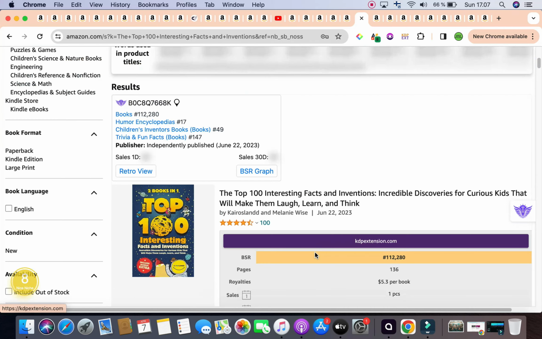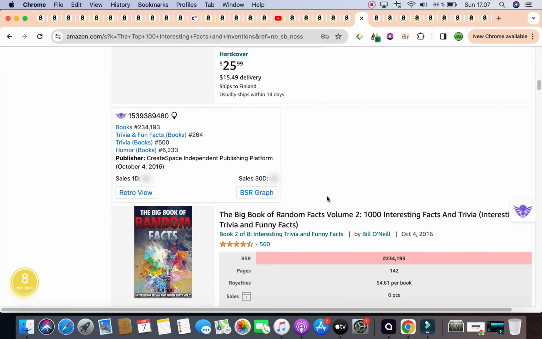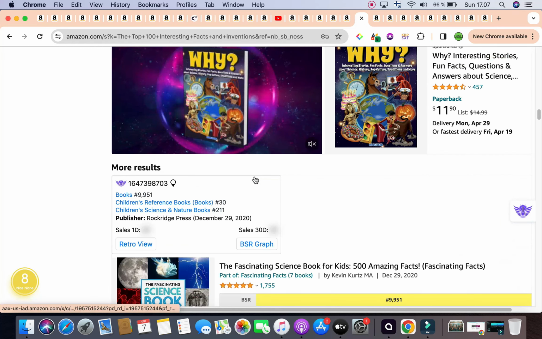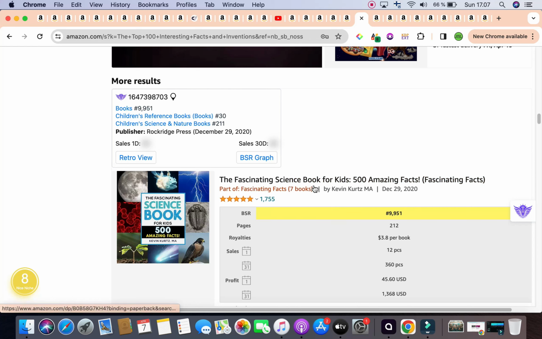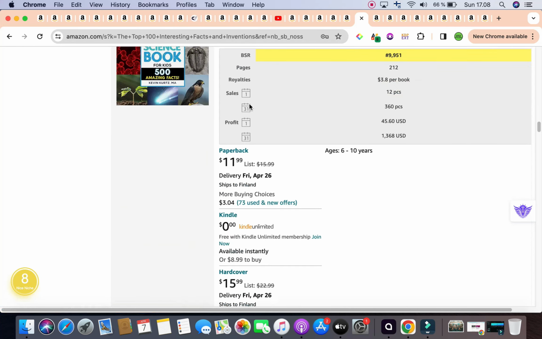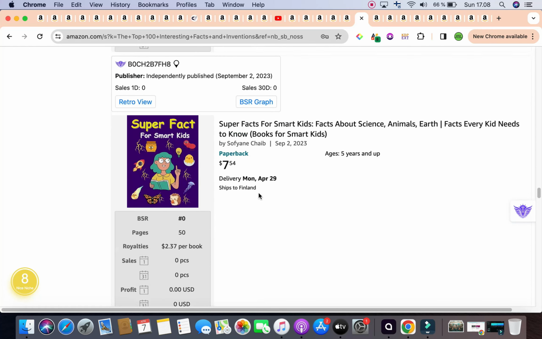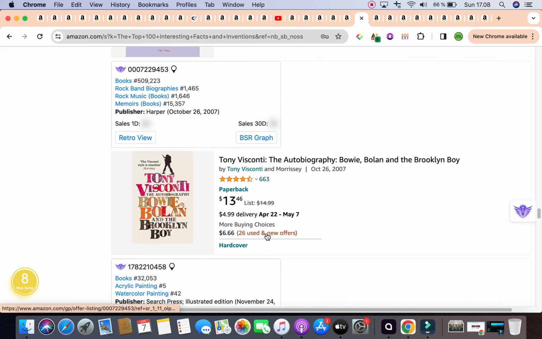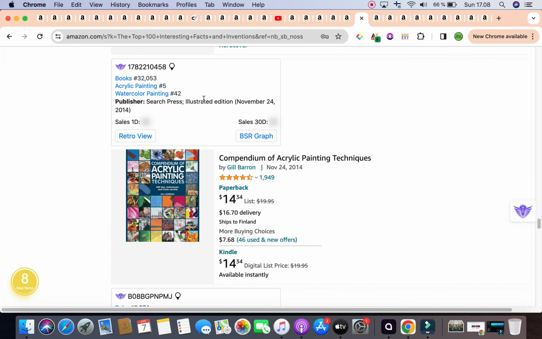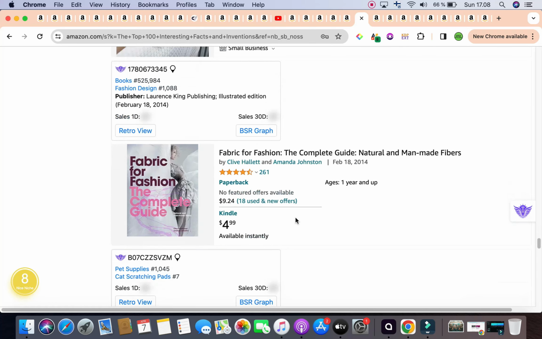Now, scrolling down to the results, we have our first book that is not sponsored and it has a bestseller rank of 112,000. Next, we have a couple of other books also that have a really good bestseller rank. This one, for example, they've not utilized this exact keyword, the top 100 interesting facts, but they've used it in the 7 keyword slots. This has a bestseller rank of 9,951, which is also acceptable. Scrolling down, we have other books as well with really good bestseller ranks that you could use. For example, this one is 32,053, 2,900. We've got a couple of other products as well that I'll link to this.